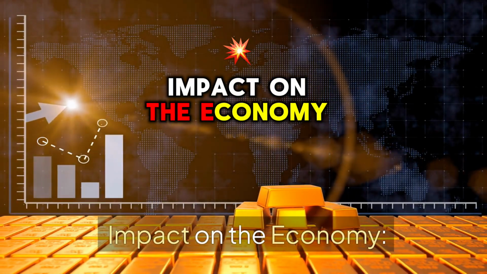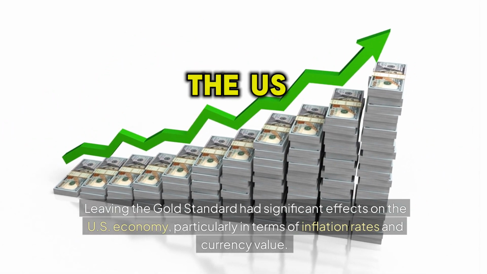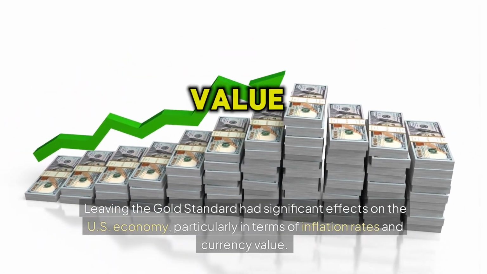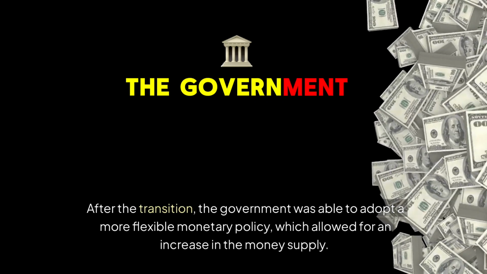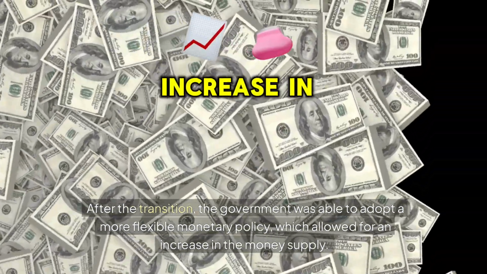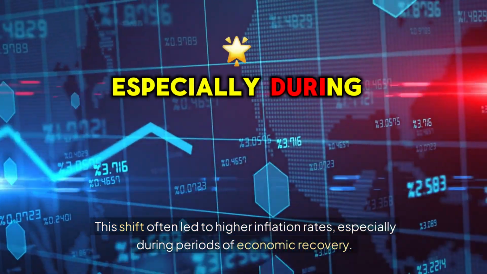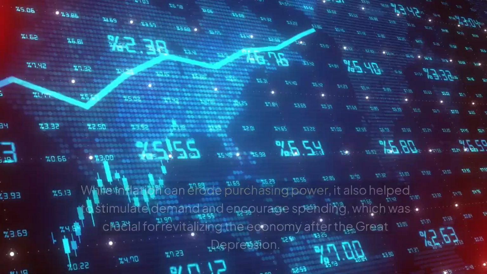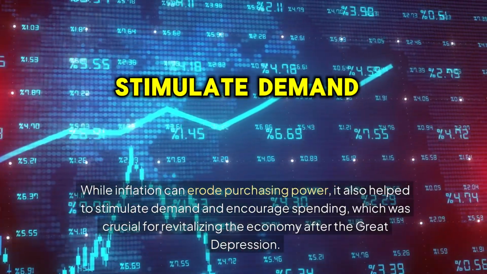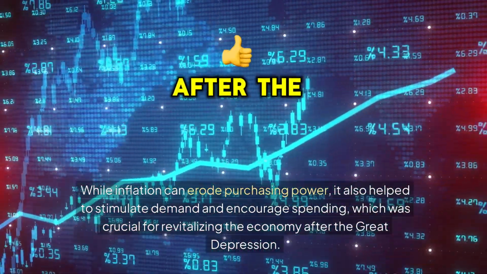Impact on the economy. Leaving the gold standard had significant effects on the US economy, particularly in terms of inflation rates and currency value. After the transition, the government was able to adopt a more flexible monetary policy, which allowed for an increase in the money supply. This shift often led to higher inflation rates, especially during periods of economic recovery. While inflation can erode purchasing power, it also helped to stimulate demand and encourage spending, which was crucial for revitalizing the economy after the Great Depression.